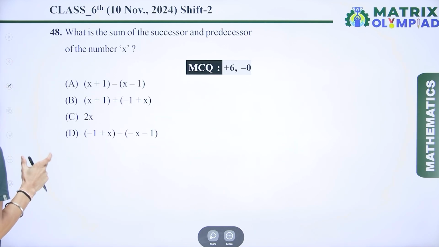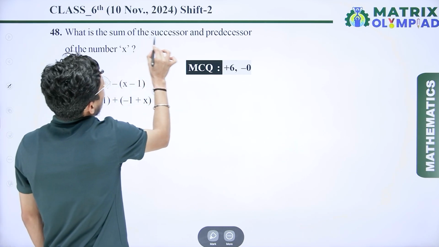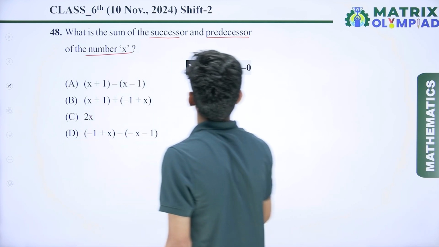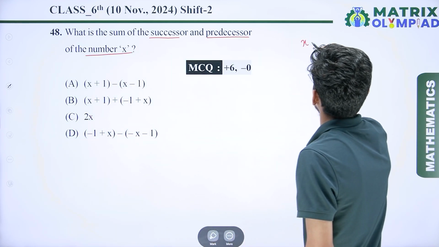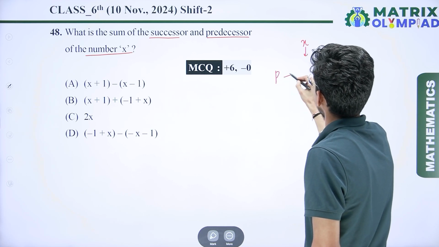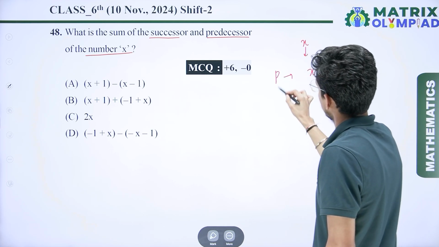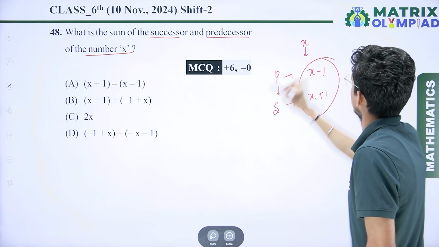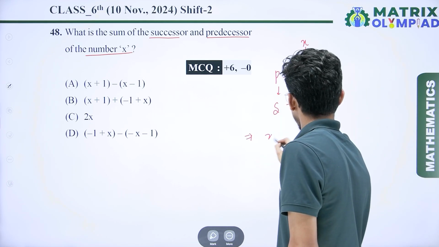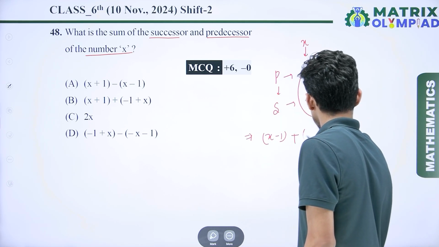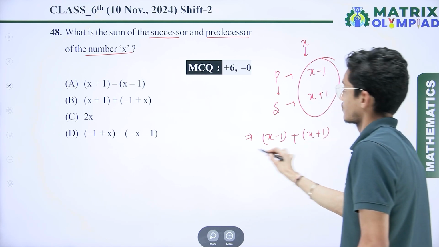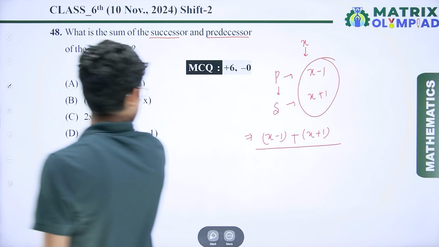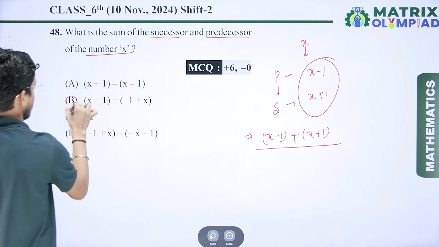If I talk about the next question, that is, what is the sum of the predecessor and successor of the number x. So we know the number is x, the predecessor of that number is x minus 1, and the successor of that number is x plus 1, and we have to find the sum. So I can write here x minus 1 plus x plus 1. So here option B is correct.